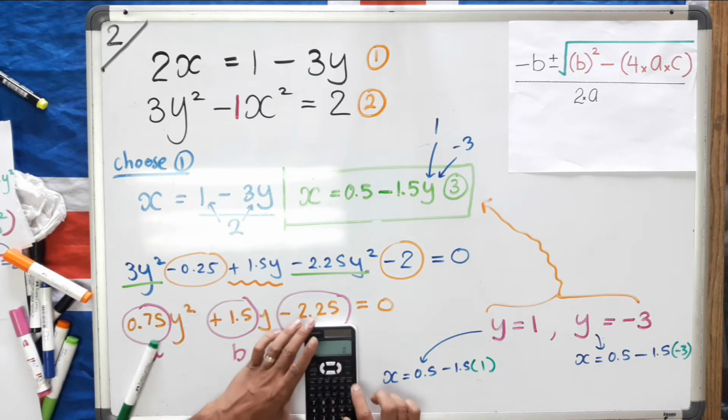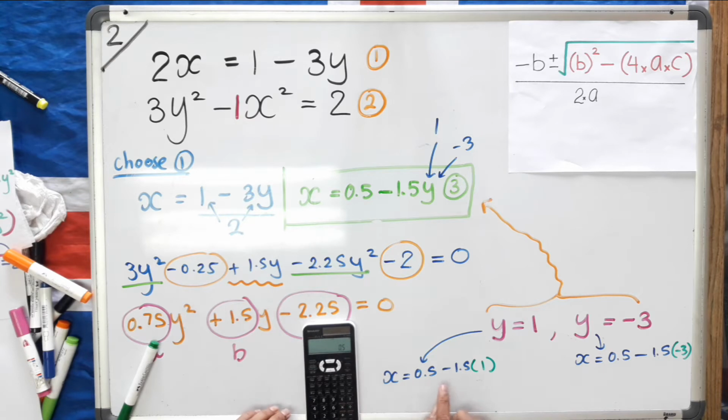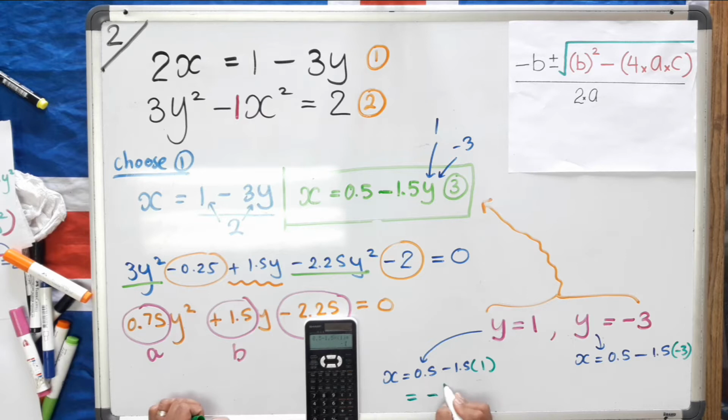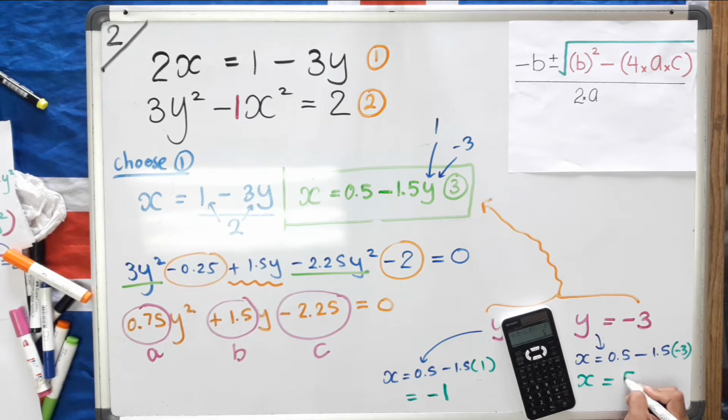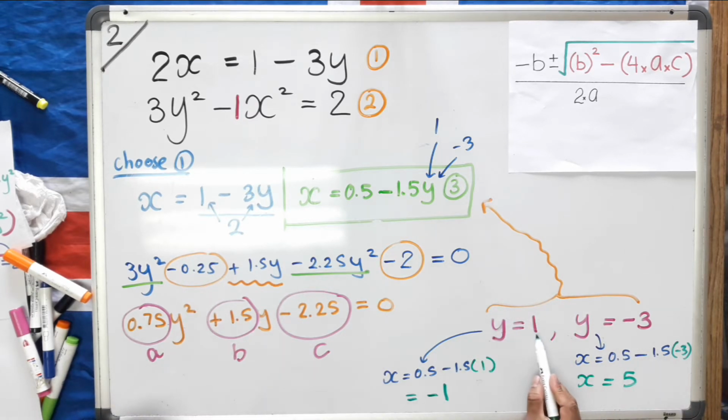I can work it out straight on my calculator. 0.5 minus 1.5 multiplied by, there's a secret multiply here, open brackets, 1. My first value for x is minus 1. 0.5 minus 1.5 multiplied by open brackets, negative 3 close brackets. My second value for x is 5. So when y is 1, x at the same point in time is minus 1. And when y is minus 3, x is 5.